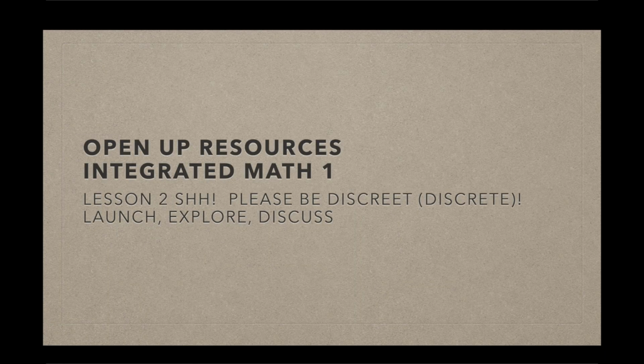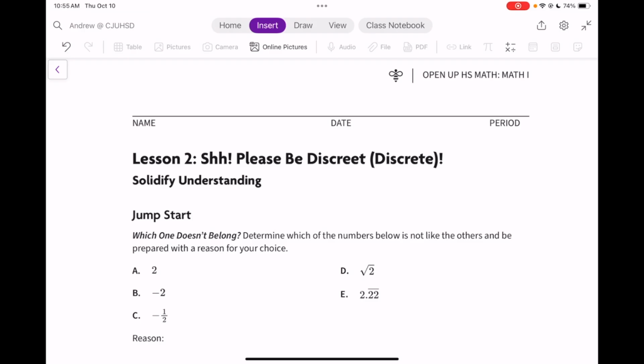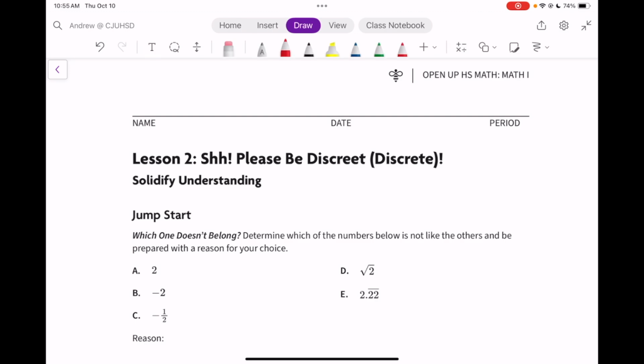Lesson 2. Launch, explore, discuss. Please be discreet. The first discrete is the kind of discrete where you make good decisions. The second discrete is the mathematical term.